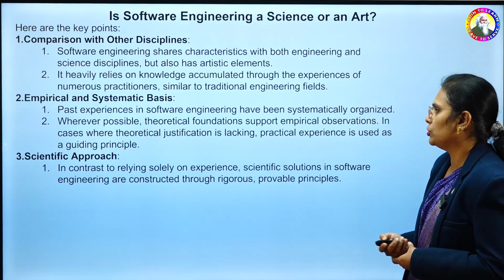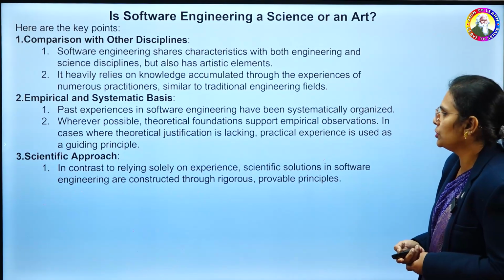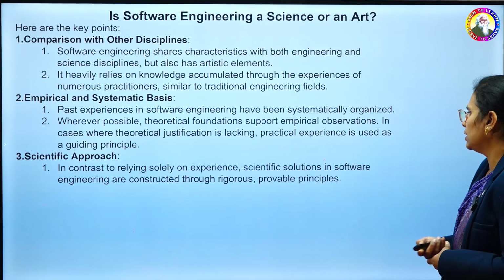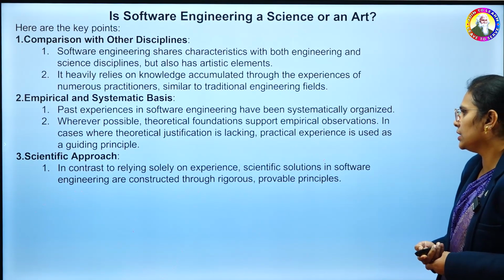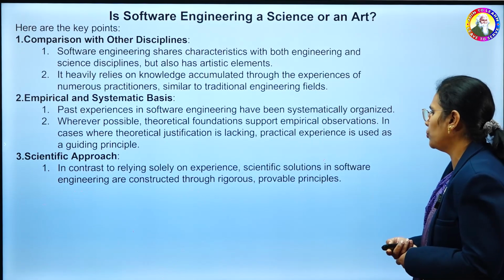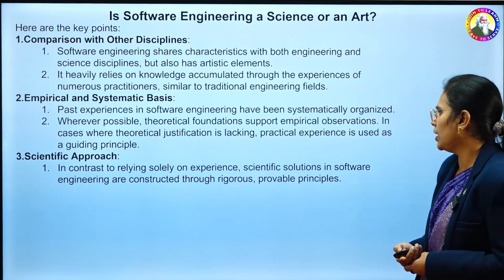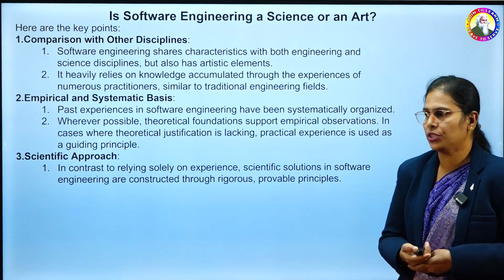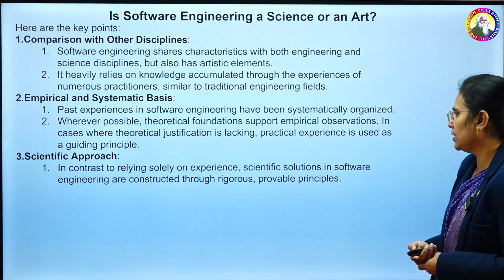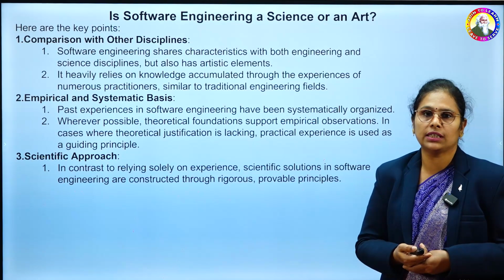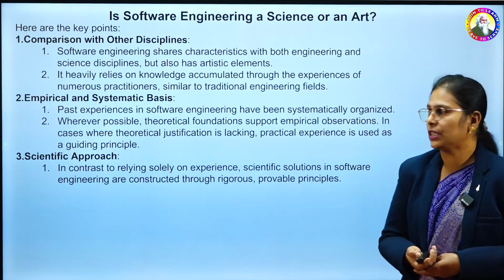Next, the scientific approach. In contrast to relying solely on experience, scientific solutions in software engineering are constructed through rigorous and provable principles. Not only simply developing the software with the help of experience, but scientific solutions have also been constructed through rigorous and provable principles. There are some principles which are designed in order to develop software engineering.